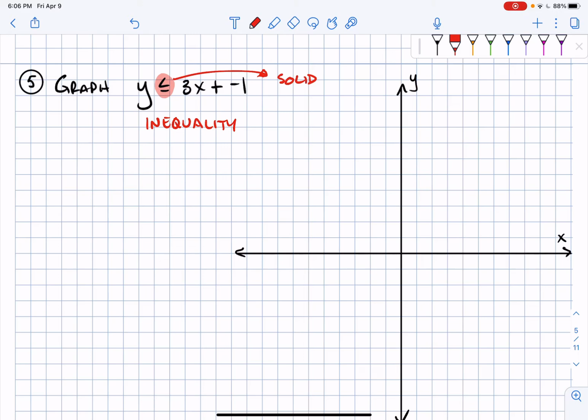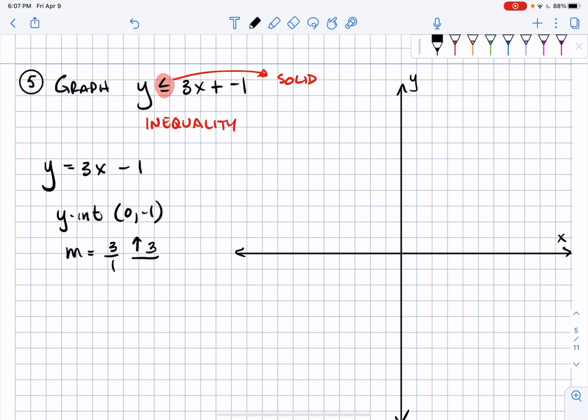If it's just a less than or a greater than without that equal sign, then it's going to be a dotted line. So I'm going to look at this equation as if it's a regular equation, so I can get my line here. I don't know why they put down plus -1, but it's the same thing as saying -1. So my y-intercept is 0, -1, and my slope is 3/1. So that means I gotta go up 3 and right 1.